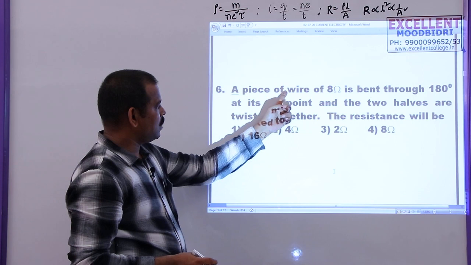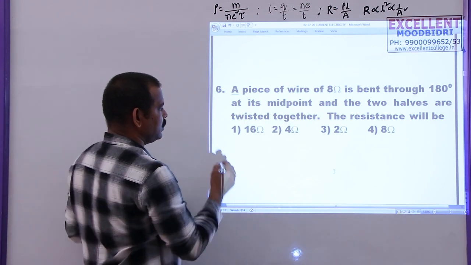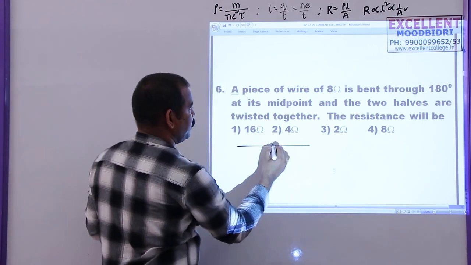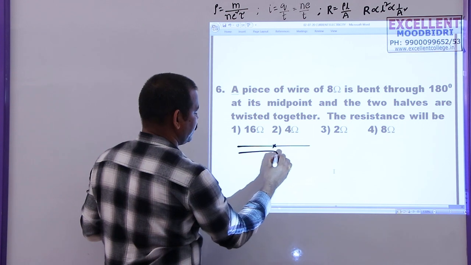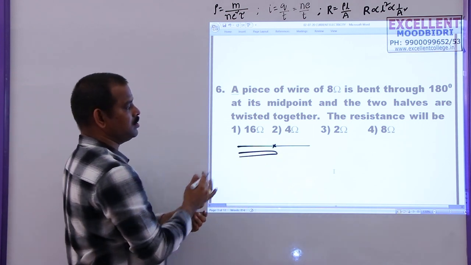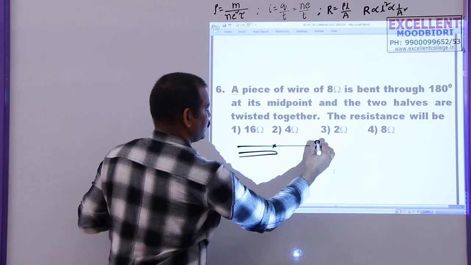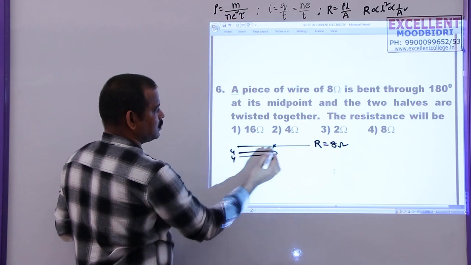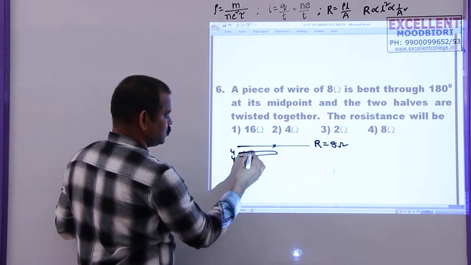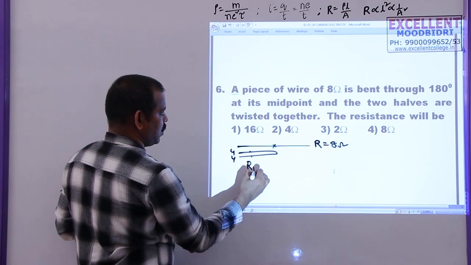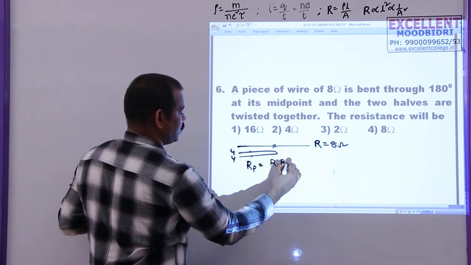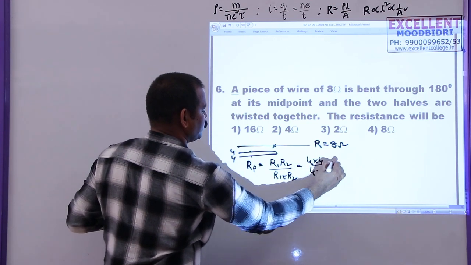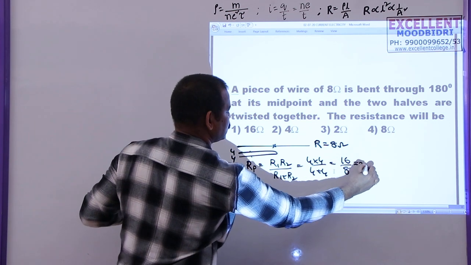Next one: a piece of wire of 8 ohms is bent at 180 degrees at the midpoint and the 2 halves are twisted together. This is a wire. At the midpoint it is bent at 180 degrees, means like this, and these two are twisted together. What is the resistance of this one? Resistance of the actual wire is 8 ohms. If it is bent, this will become 4 and 4. Now these are said to be in parallel. So in parallel combination, RP is equal to R1 R2 by R1 plus R2, that is 4 into 4 by 4 plus 4, that is 16 by 8.